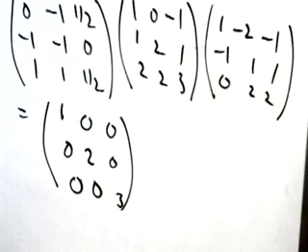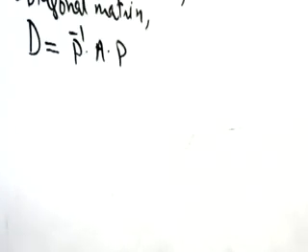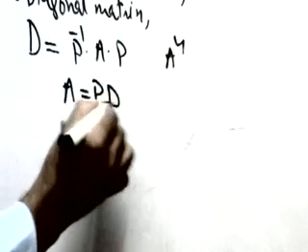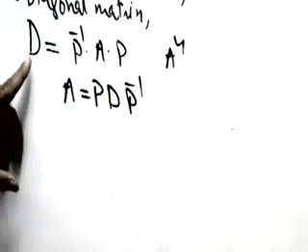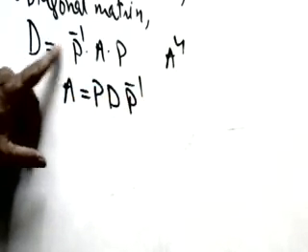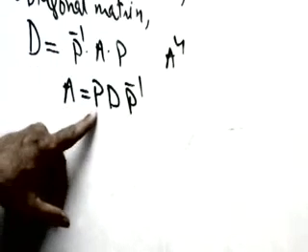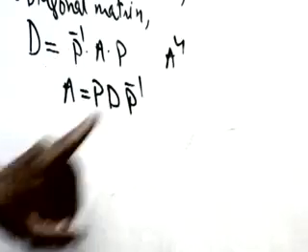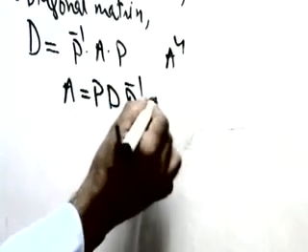One more question is left, and we have to do that question. You see here, the next question is to find A power 4. To bring this here, we get A equals P into D into P inverse. If we write D, P inverse will be first. If we write A, P will be first and the last will be P inverse, the reverse of this.